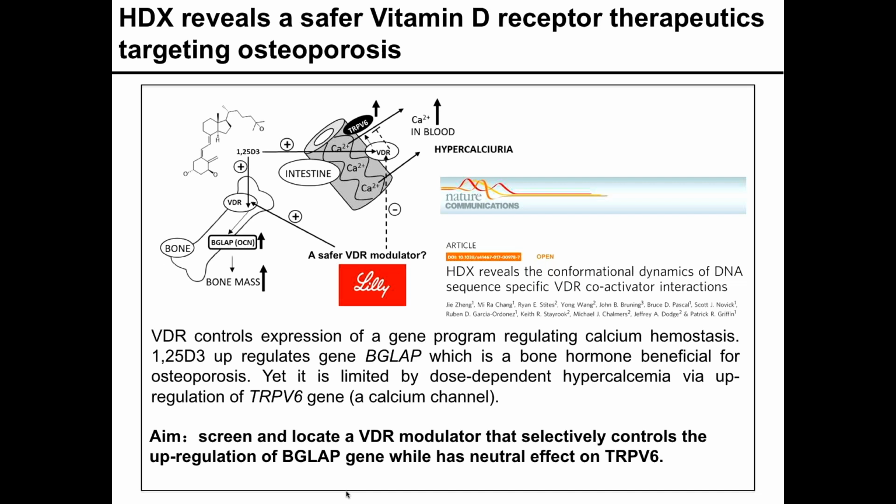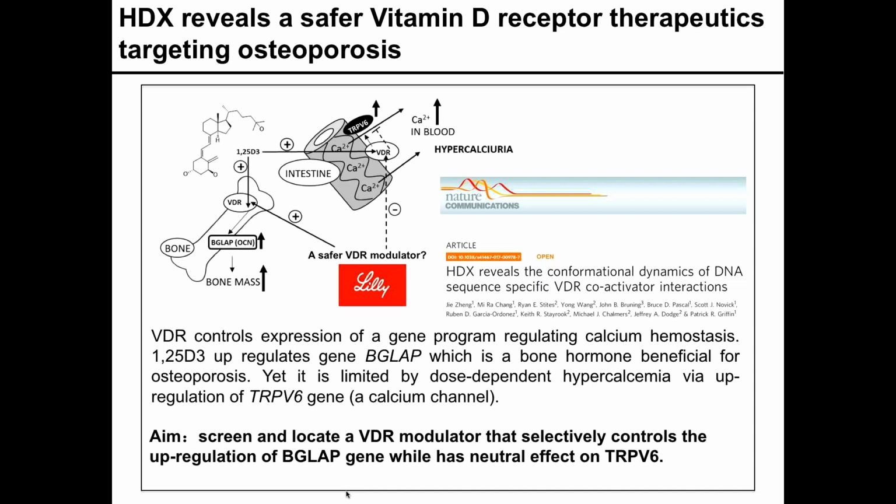In this case, I'm going to talk a little more about the collaboration between our lab and Eli Lilly, where we're looking at safer vitamin D therapeutics targeting osteoporosis. Vitamin D is a nuclear receptor that can master-regulate gene expression programs regulating calcium homeostasis. 1,25D3 is a very strong agonist that can upregulate the gene Big Lab, a bone hormone that is beneficial for bone density. However, dose-dependent use of this agonist can also trigger overexpression of HIVE-6, a bad gene activation, since in the intestine it is a calcium channel, which can increase calcium concentration in the blood and cause kidney stones. So we don't want this to happen.